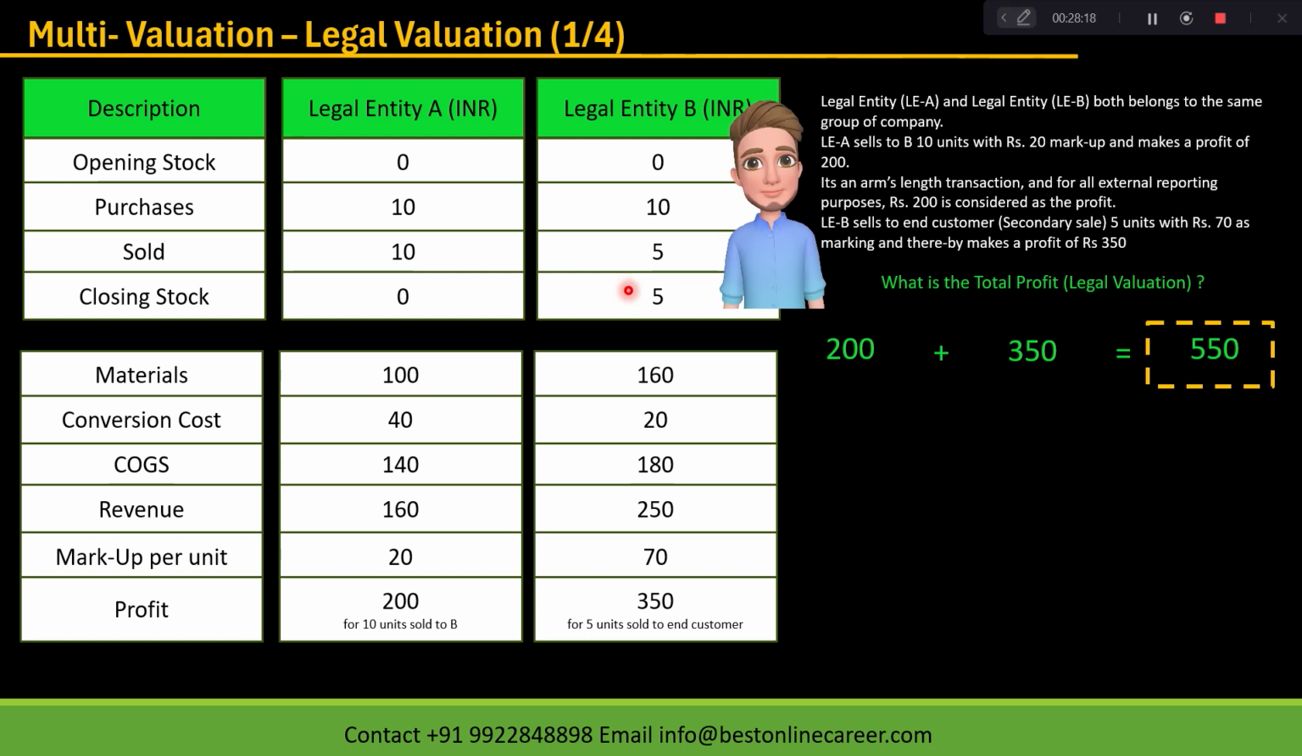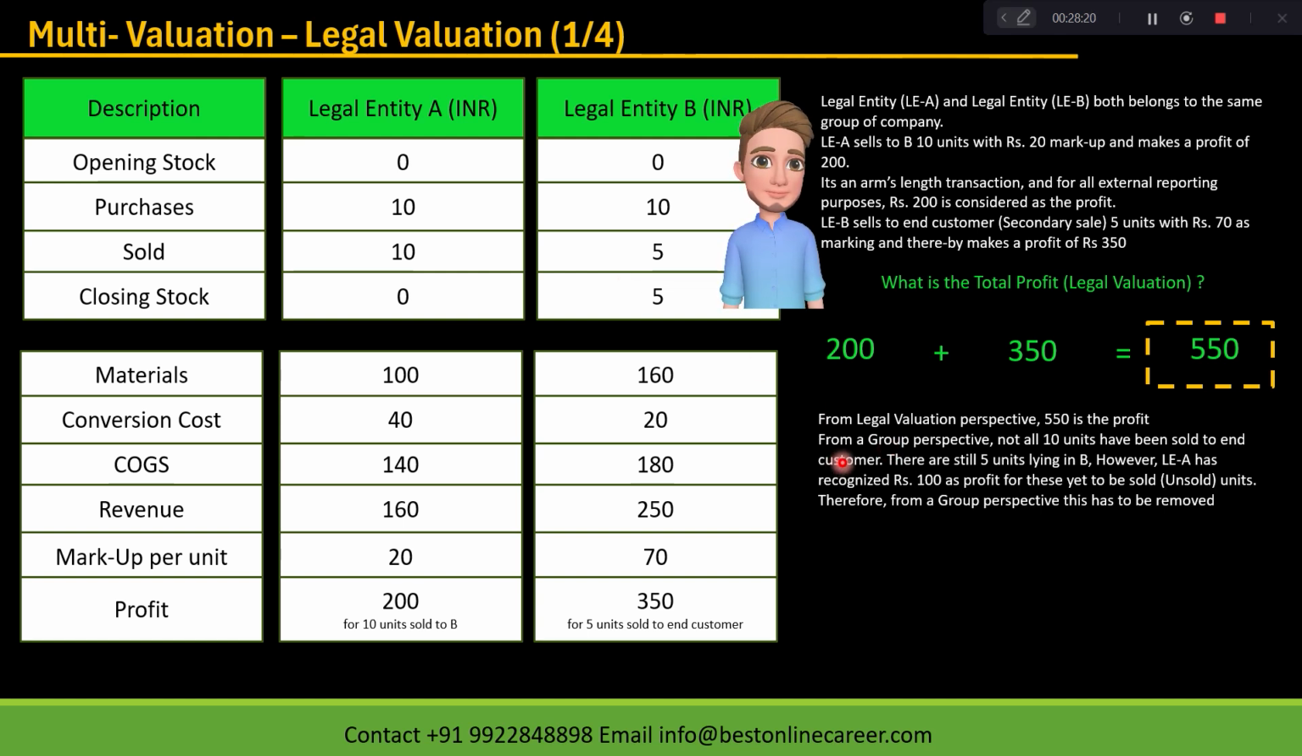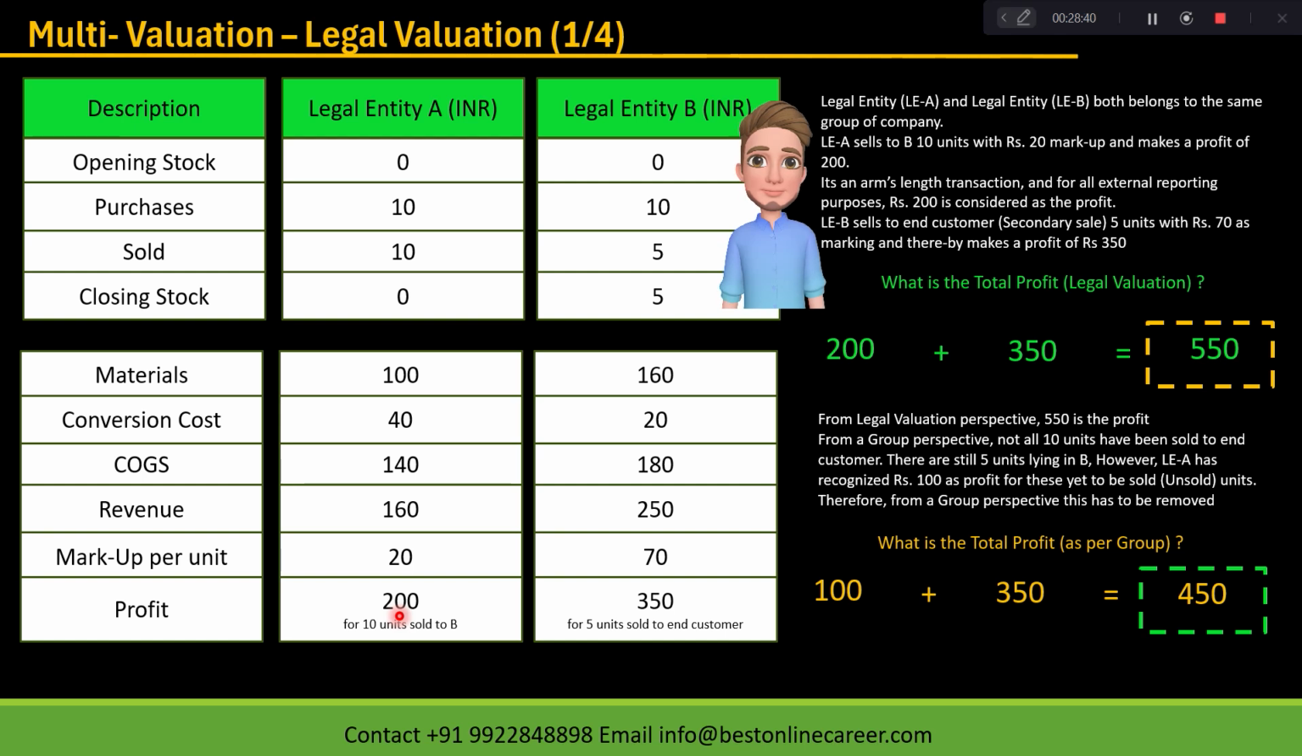Let's look at what is the profit. That is what I have mentioned here. You can read it yourselves. Now what is the total profit as per group? Internally 550 is not my profit. What is my profit? I can only recognize 100 as the profit of legal entity A, not 200. And 350 is correct, because on 5 units you made a margin of 70 into 5. But 100 only is the profit of legal entity A. 100 plus 350 is equal to 450. 450 is the group profit, because I have not yet sold 5 units, right?